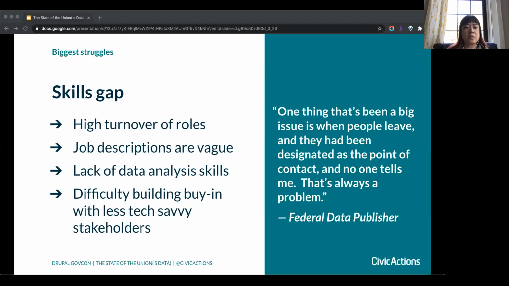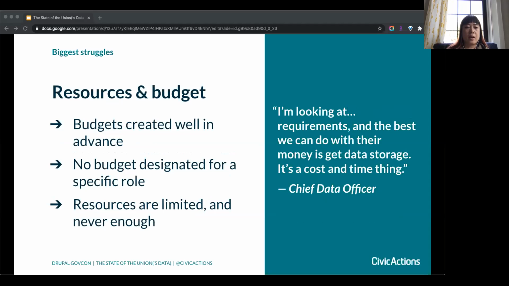Oftentimes these knowledge gaps are predicated on resources and budget. And we often find that budgets are created well in advance, which means that they don't leave room for any needs that haven't already been planned for. In particular, budgets are not set aside for specific roles, like the previously mentioned data stewards, which could explain why that role at some agencies is often vaguely defined or put upon existing people secondary to what they're already doing.